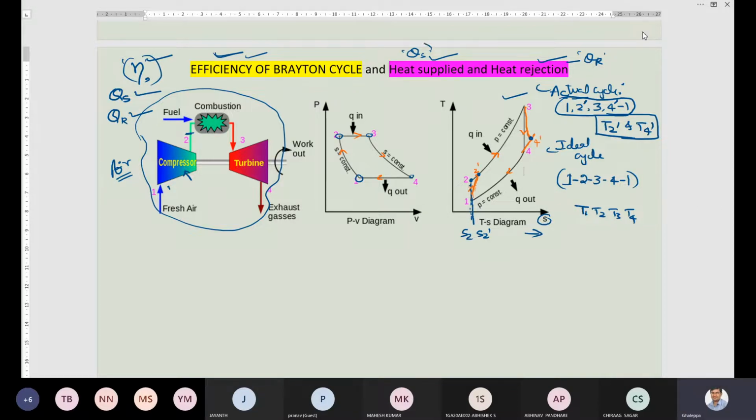So now we will write the expression for heat supplied. Heat supplied is QS. And dear students, out of the four processes, in which process is heat supplied, or in which component does heat addition take place? Anyone, tell me: 1 to 2 is heat addition, or 2 to 3, or 3 to 4? Out of three, in which process is there heat addition? 2 to 3. So 2 to 3 is the heat addition process.